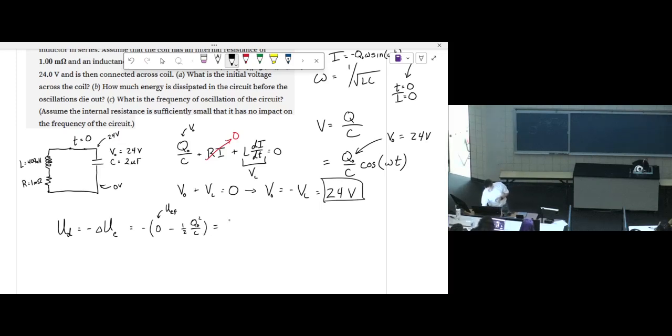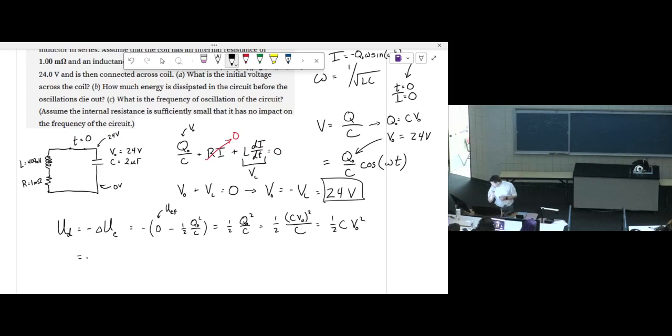Or that's just 1/2 Q naught squared over C. But we're not told what the initial charge is here. We're told what the initial voltage is. And so if you plug in that Q is equal to CV, or Q naught is equal to C V naught, then that means 1/2 times C V naught squared over C, or that's 1/2 C V naught squared.